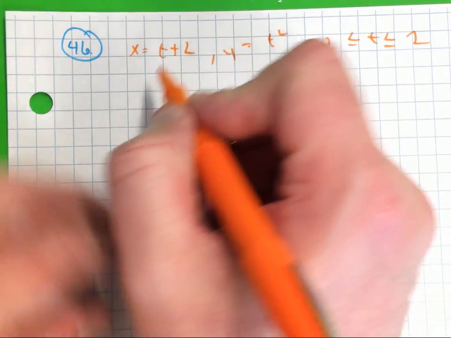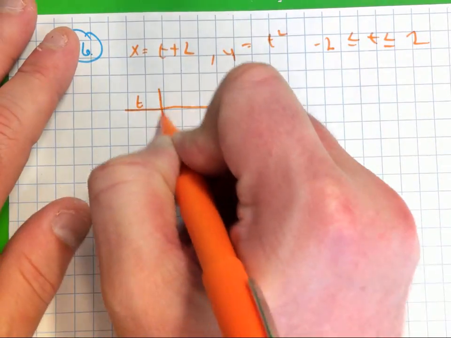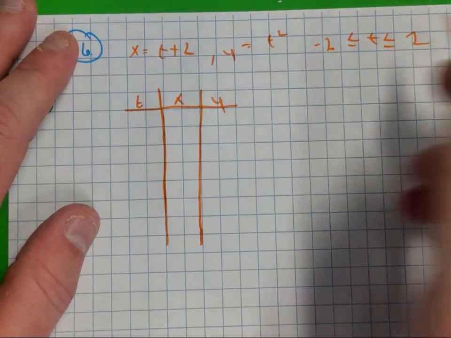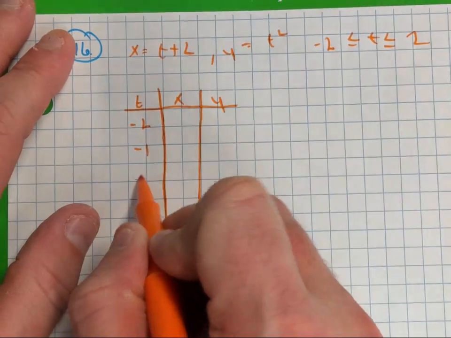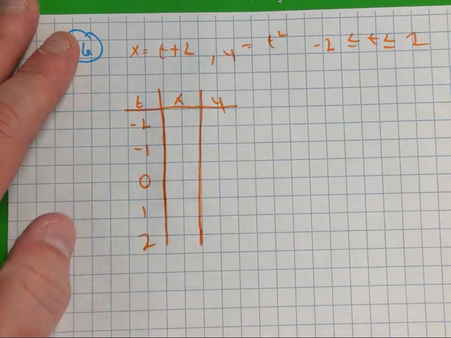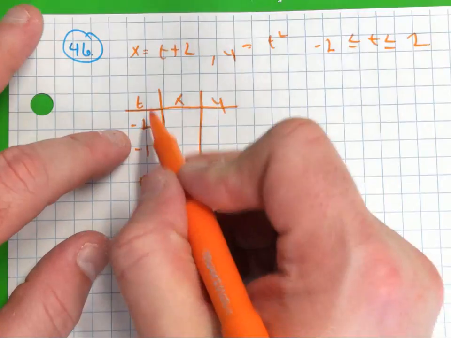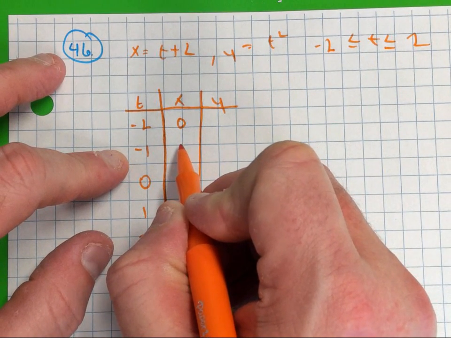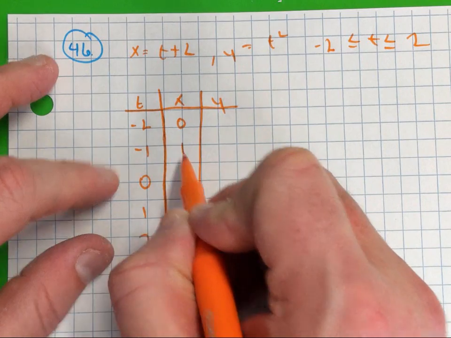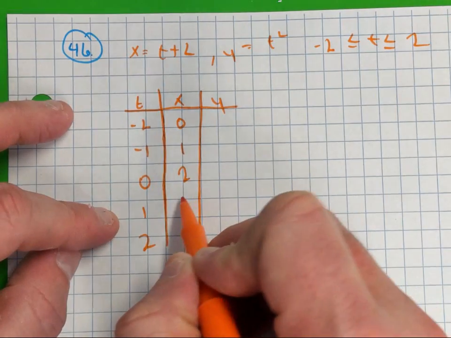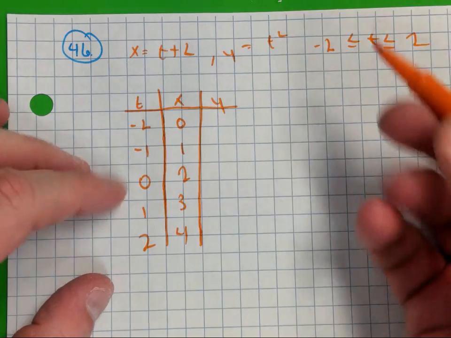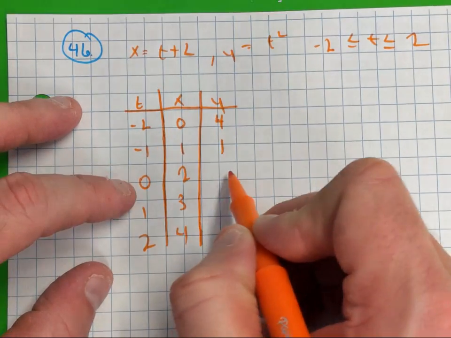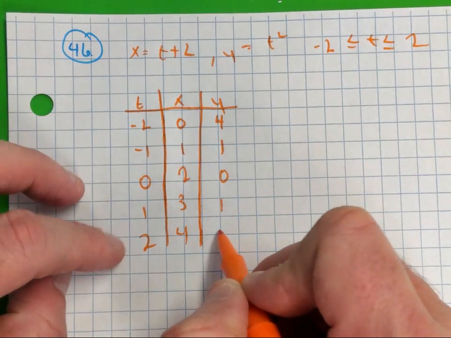Okay, so let's make a chart with 3 variables. My interval is from negative 2 to 2. Now I'm going to plug these values in for x. Negative 2 plus 2 is 0. Negative 1 plus 2 is 1. 0 plus 2 is 2, 1 plus 2 is 3, 2 plus 2 is 4. Now I want to plug them into y. Negative 2 squared is 4. Negative 1 squared is 1. 0 squared is 0. 1 squared is 1. 2 squared is 4.